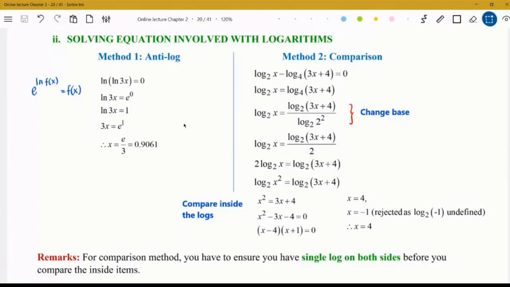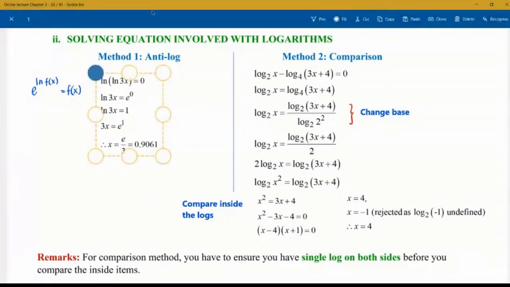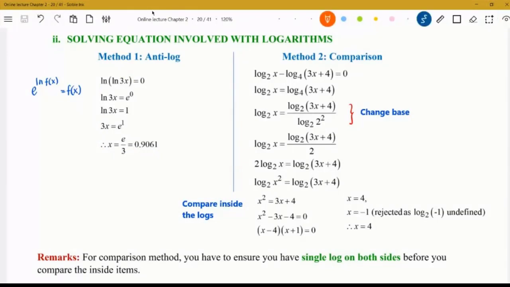Okay, for the anti-log, as you can see, the example is ln 3x equal to 0. So we want to find the value for x. Technically we will end up by getting rid of the ln on the left hand side. Once you want to get rid of the ln, you have to exponent both sides, which is going to be like this. By the concept of e ln f(x), we take the f(x), but make sure the coefficient in front of it is equal to 1.